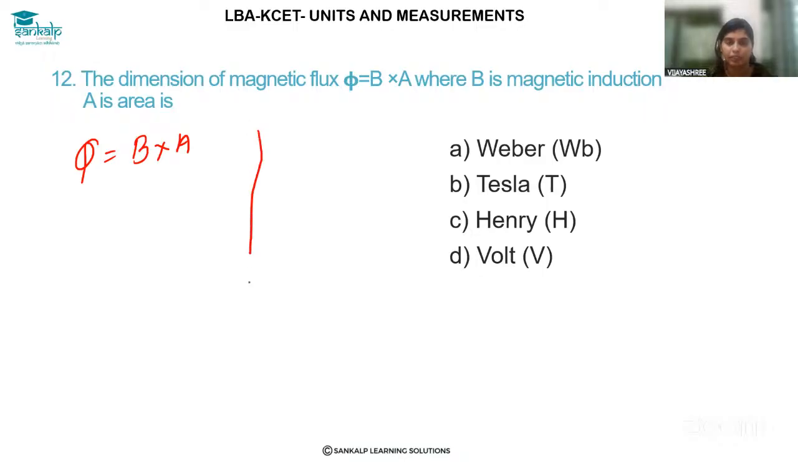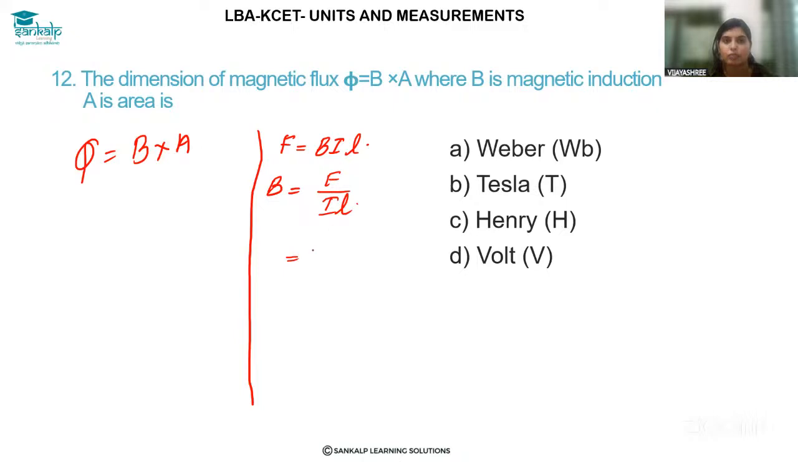How do we find out the dimensional formula of B? We already know the Lorentz force, the magnetic force on a current carrying conductor: F is equal to B into I into L. Therefore B can be written as F divided by I L.